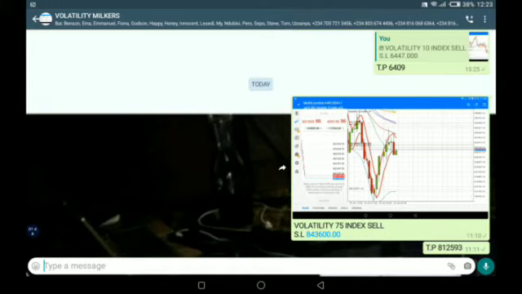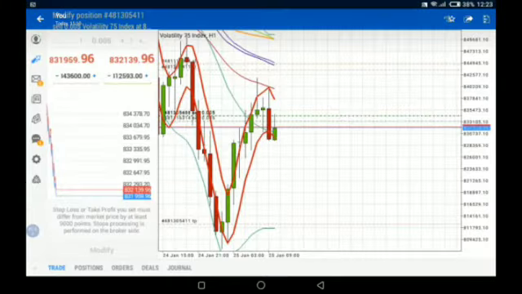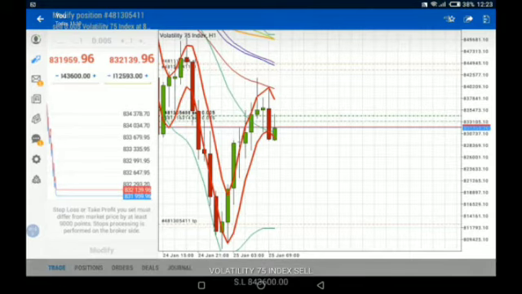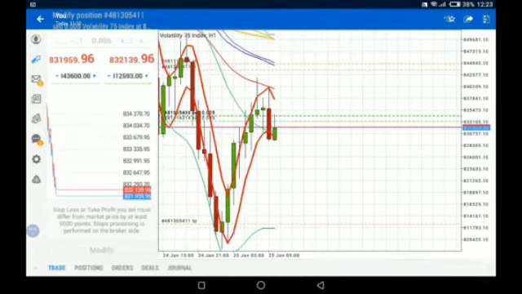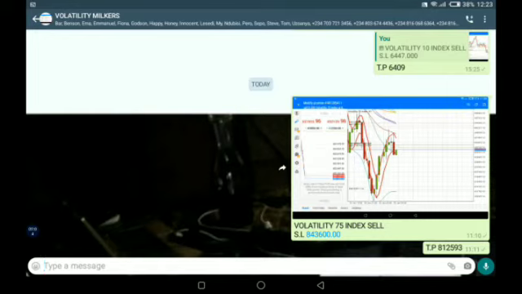We're actually selling volatility 75. You could see our stop loss, and you can see TP accordingly. So trading isn't gambling. Team win is the best win. I like winning with my team. Right, this is how it is.